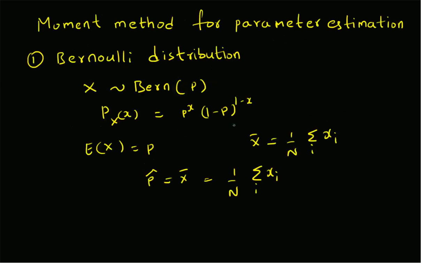So in this video we have looked at simple examples using the method of moments, or moment method, for parameter estimation. So first one is the Bernoulli distribution. Here the random variable x follows a Bernoulli distribution with the parameter p. So the theory states that the mean value, that is the expectation of x, is given by p, and the sample mean is x bar, which is the arithmetic average. So the estimate of the parameter based on the moment method is simply the sample mean.